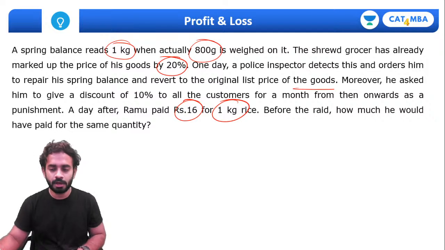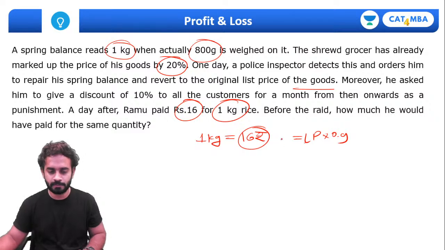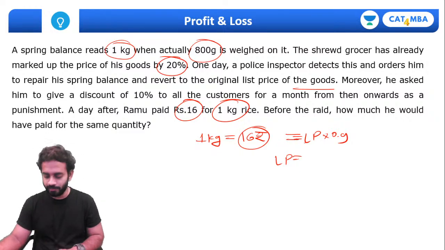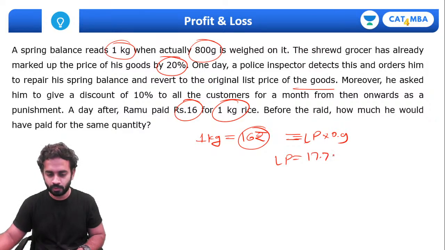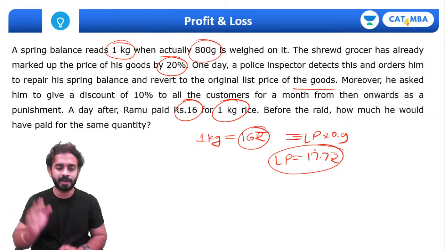Okay, now see what happened in this question: for 1 kg he had to pay 16 rupees, and when did this 16 rupees come? When a 10% discount was given on the list price. So list price multiplied by 0.9 is this. Okay, so in this case what will be the list price? 16 is equal to list price times 0.9. So if you divide 16 by 0.9, you will get 17.7 rupees. This is the list price of those goods.